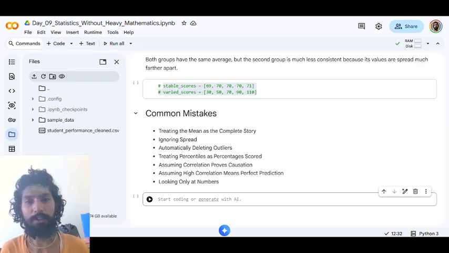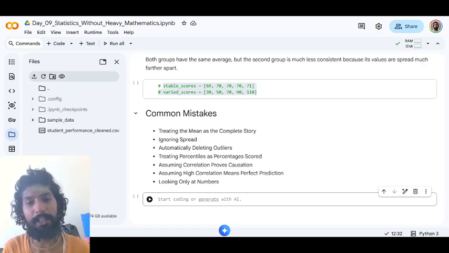Let us recap what we learned today. Mean, median, and mode describe the center of a dataset. The mean is the average, but it can be affected by extreme values. The median is the middle value and is often more stable when outliers are present. The mode is the most frequently occurring value. Range, variance, and standard deviation describe spread. The range compares the minimum and maximum. Variance and standard deviation consider variation across all values.